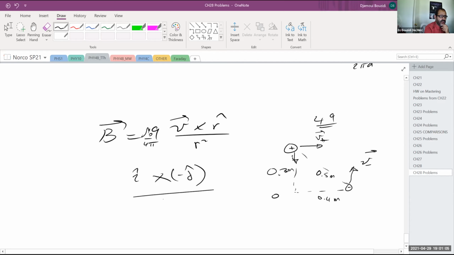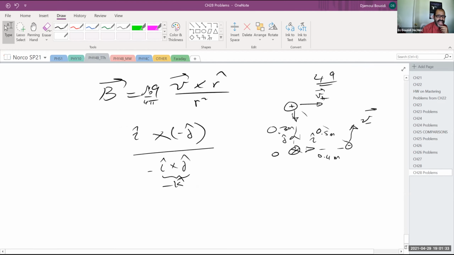So in here, I have to form this cross product. This cross product is negative of i hat times j hat, and i hat times j hat is k hat. So this magnetic field is going to be pointing into the screen from this charge. Okay, if this is i hat and this is j hat and k hat is coming out of the screen, so it's going to be pointing into the screen. Now for this charge, again, V minus is actually pointing in the j hat direction.